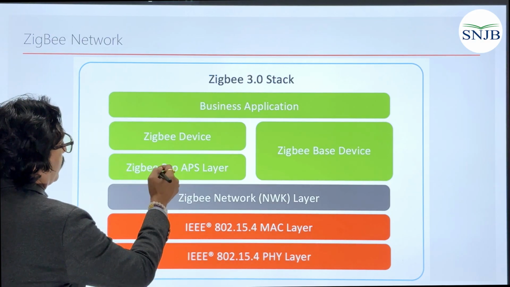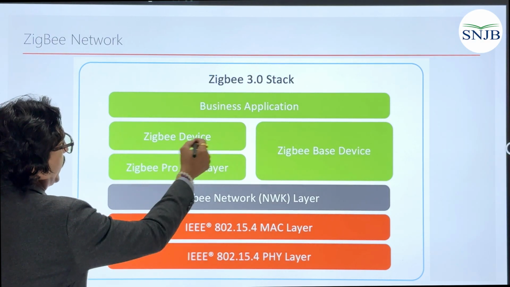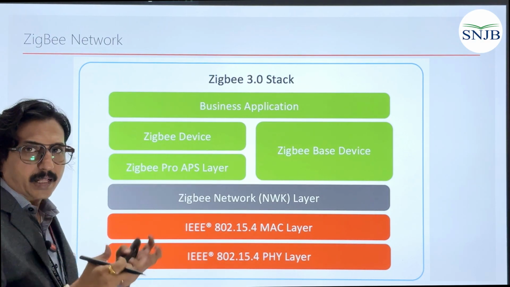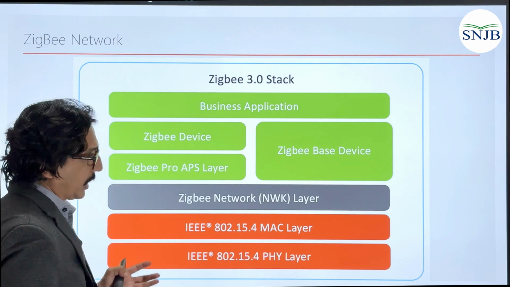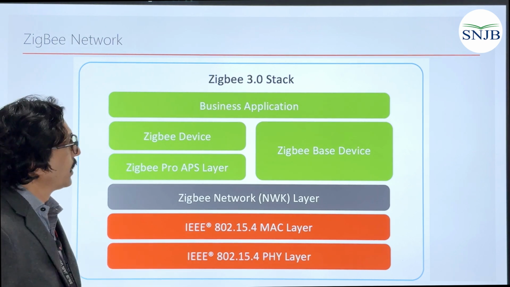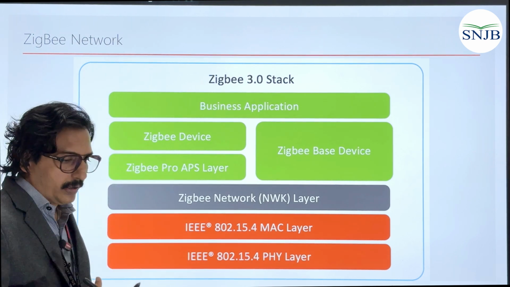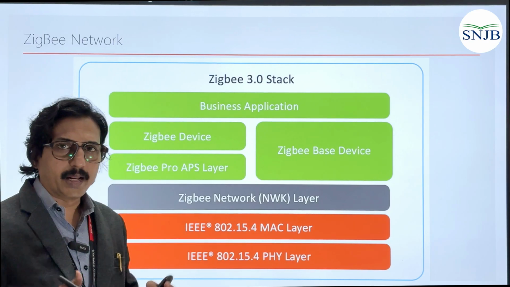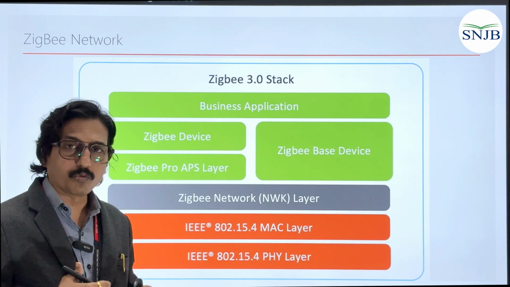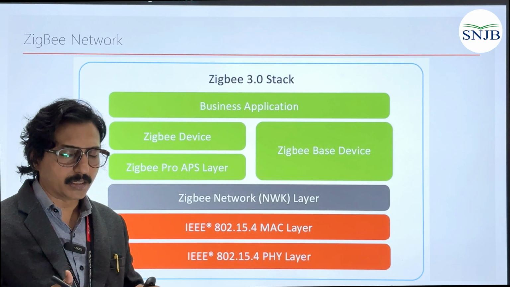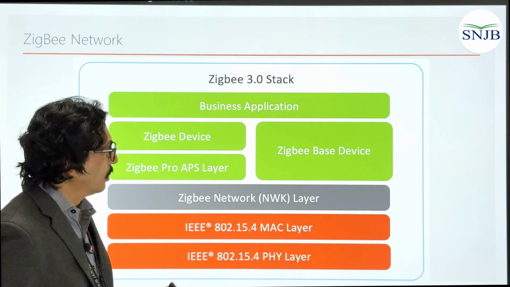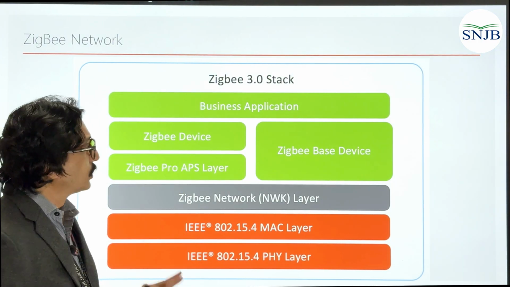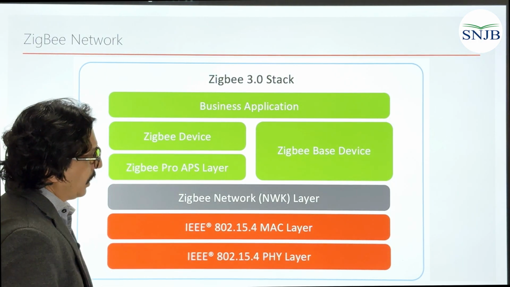This is the application programming processing layer. The Zigbee device has so many nodes that we can configure into the network. In the application layer, we take the commands from the user, and then those commands are given to the preceding layers. So this is about Zigbee.